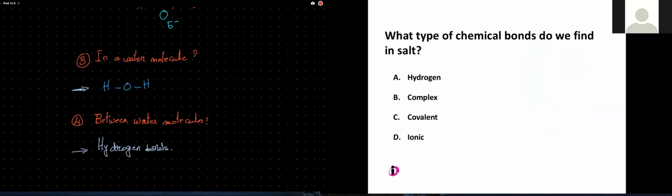For question number 5 for today, what type of chemical bonds do we find in salt? Salt, like sodium, chlorine. It's an ionic bond. It's an ionic bond, exactly.